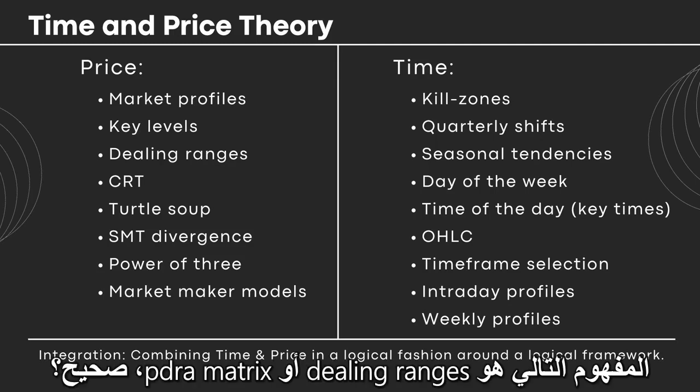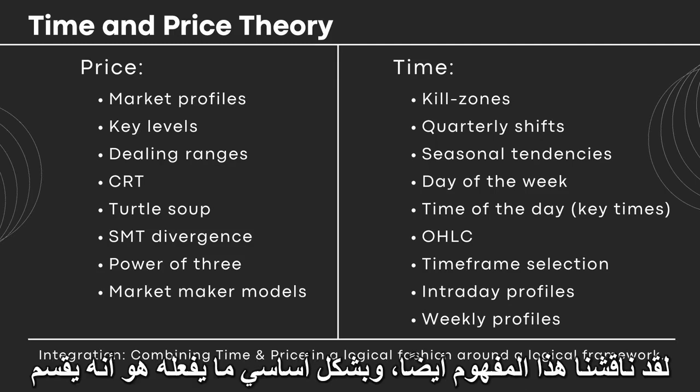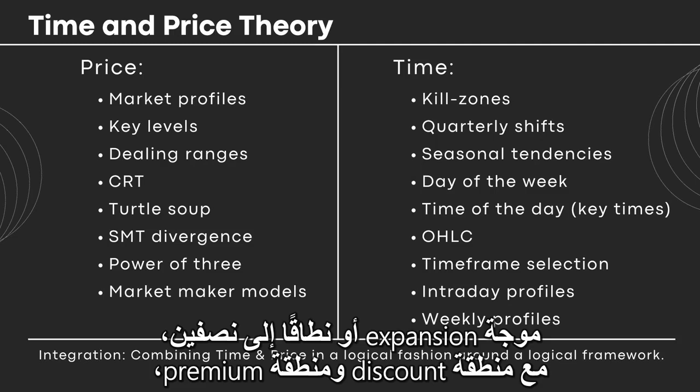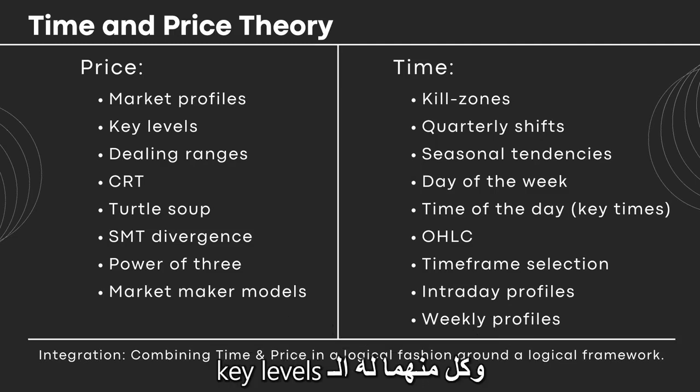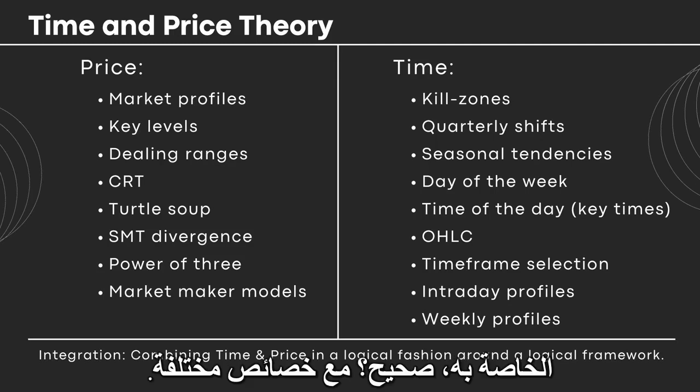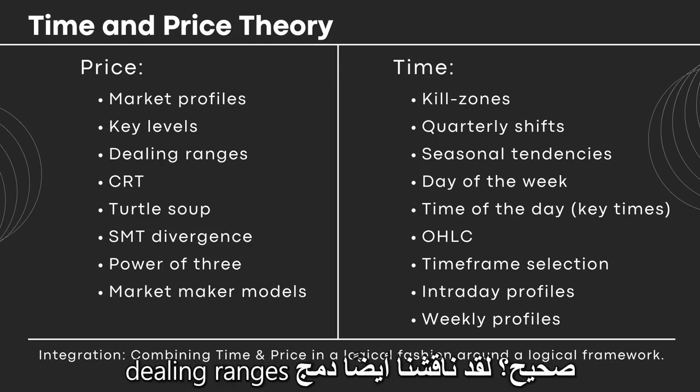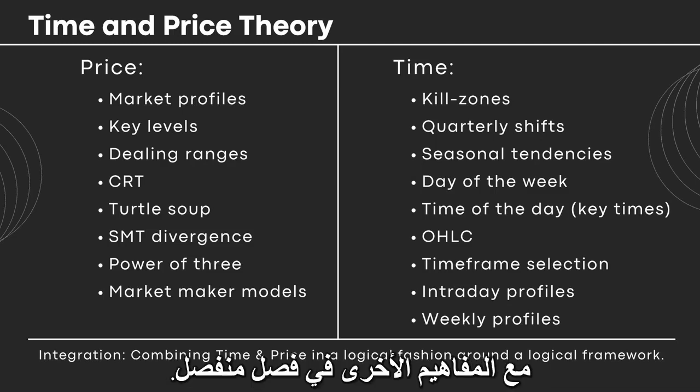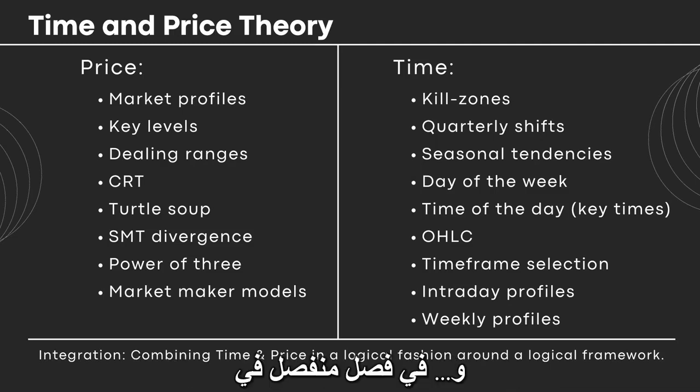Next one is dealing ranges or PDRA metrics, right? We've discussed this one as well, and basically what it does is divide an expansion swing or a range into two halves, with a discount and premium region, each having its own respective key levels, with different characteristics, right? We've also discussed the integration of dealing ranges with the other concepts in a separate chapter in CPI.